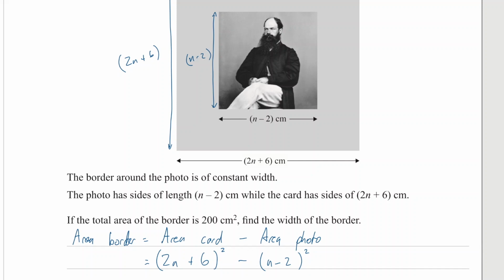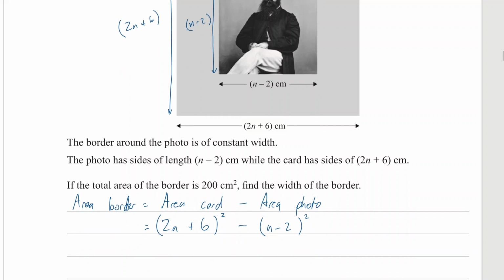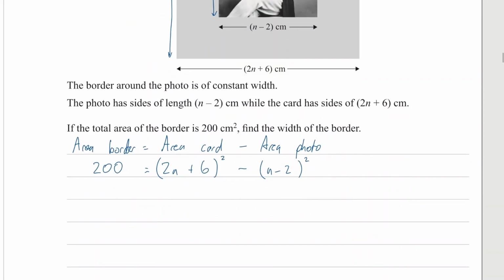And the area of the border, on the left-hand side of the equation, we know is equal to 200. So what we've done in that second line is use the concrete information and write it as an equation in terms of our unknown variable n. Just looking at this, before even expanding and simplifying, I can tell that this will be a quadratic equation, with some n squared terms, which is great news for us because we have like 20 different ways of solving a quadratic equation.